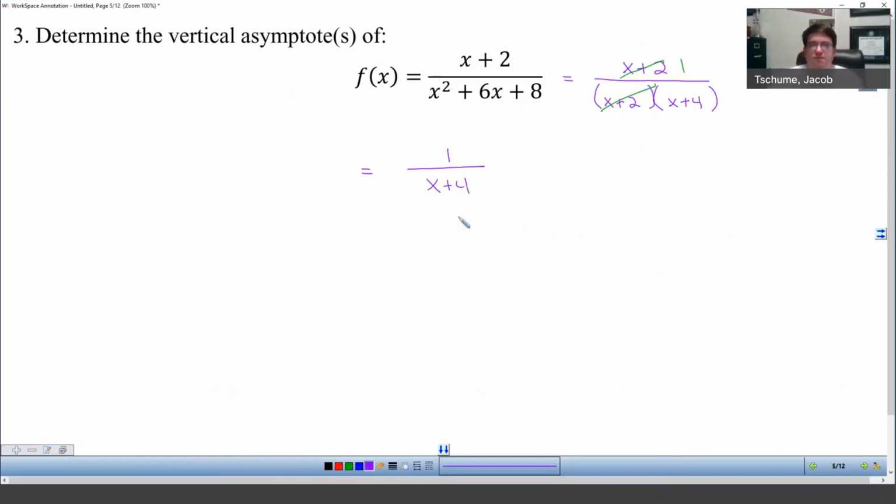Once your function is simplified, just take the denominator, which is x plus 4, and set that equal to 0. If you subtract the 4 over, you will get an answer of x equals negative 4. And that is your only vertical asymptote in this problem. This is a good example that if you forget to simplify, you will get the wrong answer every time. So please be careful when you're working on your assignments.